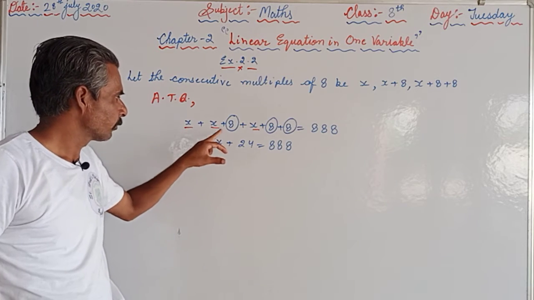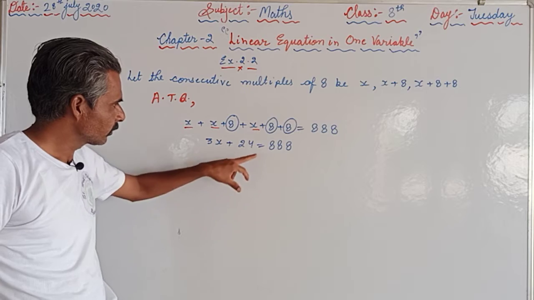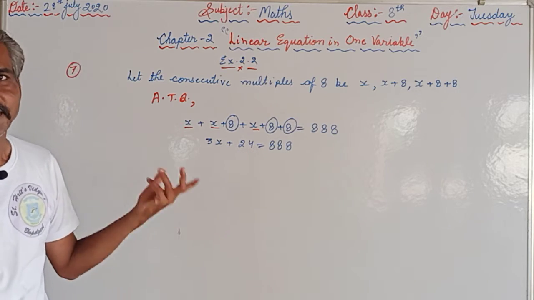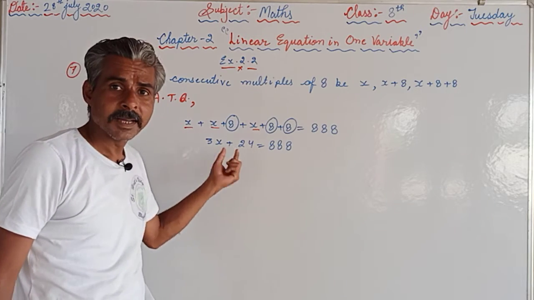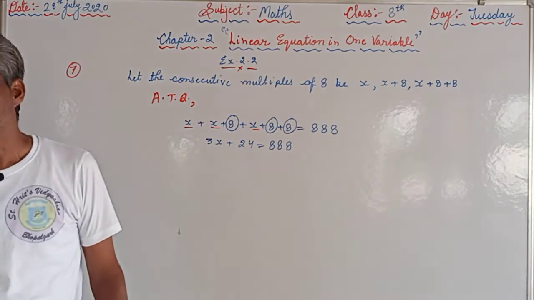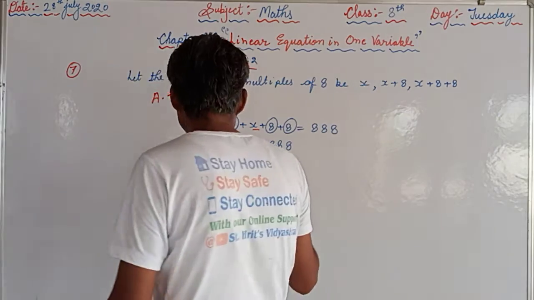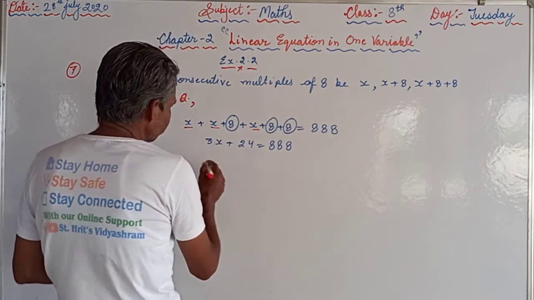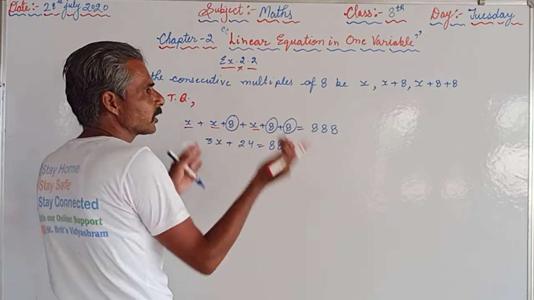Linear, why? Because the degree is 1. Equation, because the sign of equality is there. Variable is 1, that is only x. Now we have to solve to find the value of x. So what will we do? We will use the method of transposition.